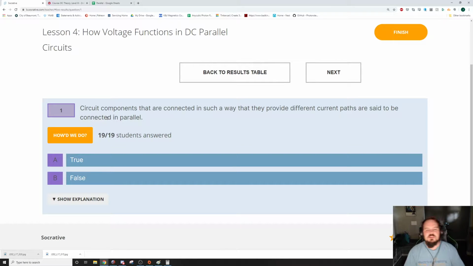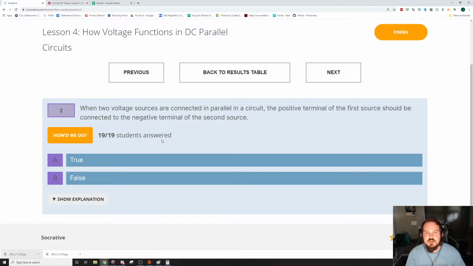Okay. Circuit components that are connected in such a way that they provide different paths are said to be connected in parallel. Well, doesn't have anything to do with voltage. That's true. Different paths for current to go down is what makes it parallel. It either has one path or multiple paths. If it's one path, it's series. If it's multiple paths, it's parallel.